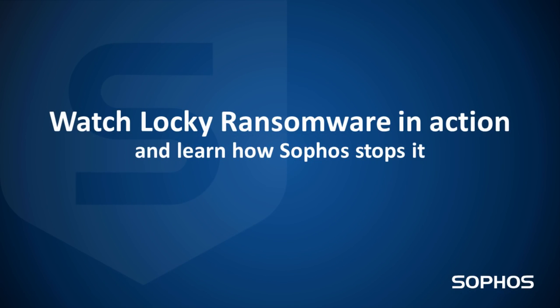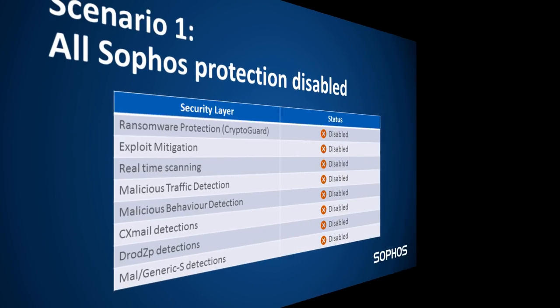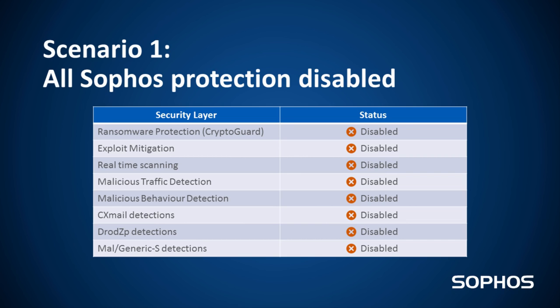In this video, we're going to show you what happens when Locky Ransomware attacks a computer. You will see what a typical user would see if they were the victim of such an attack. We will then show you several scenarios demonstrating how Sophos protects the computers and networks of our customers using multiple techniques. In scenario 1, we have disabled all Sophos protection so that we can see the attack succeed.